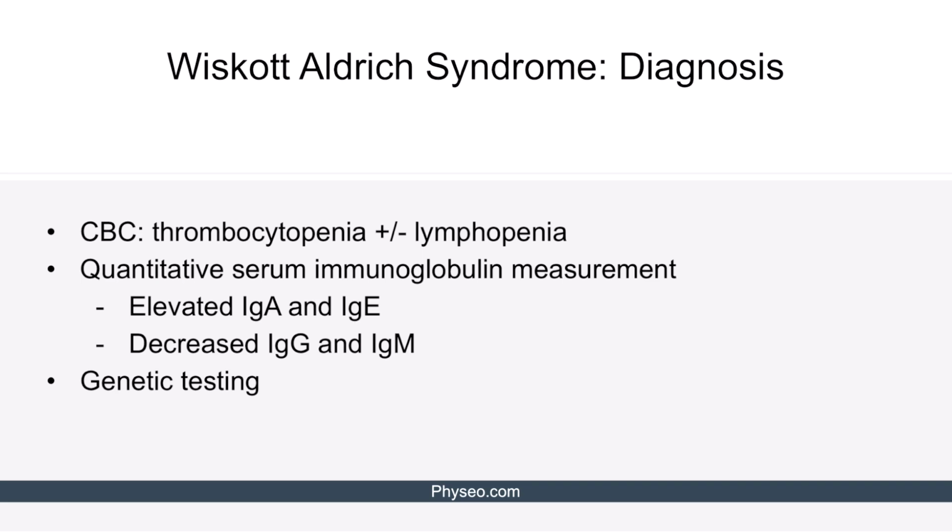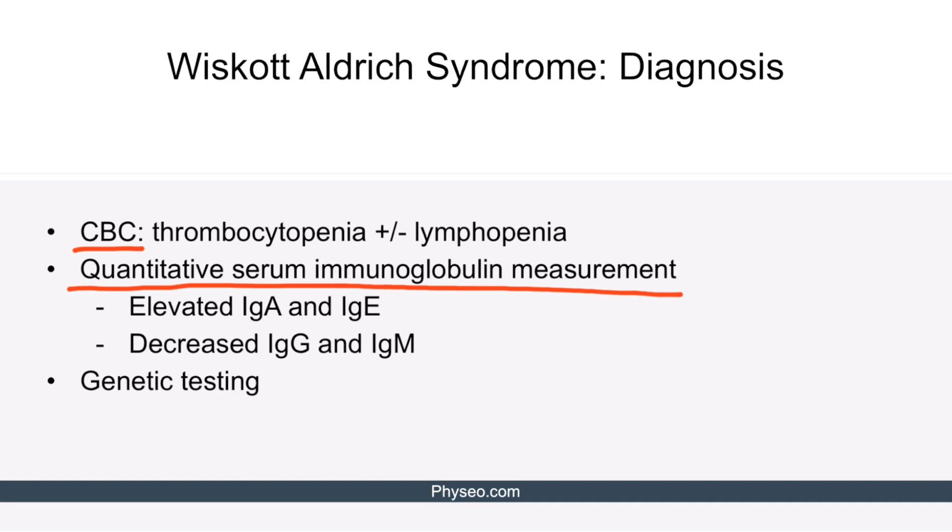The diagnosis is usually first suggested on a CBC, which will reveal thrombocytopenia and potentially lymphopenia. Clinicians may obtain a quantitative serum immunoglobulin measurement, which may reveal elevated levels of IgA and IgE and decreased levels of IgG and IgM. It is unclear why this change in immunoglobulin concentrations occurs, and not every patient may have this pattern of immunoglobulin levels.